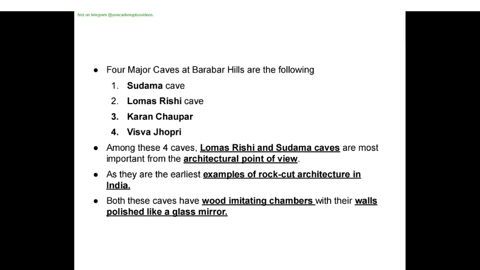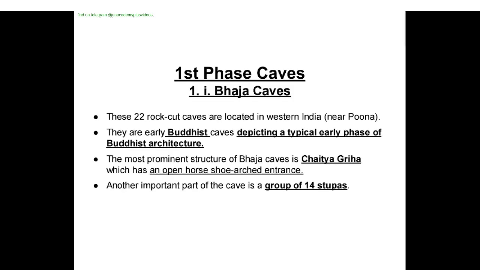As they are the earliest examples of rock cut architecture in India. Lomas Rishi and Sudama caves. Both these caves have wood imitating chambers with their walls polished like a glass mirror.